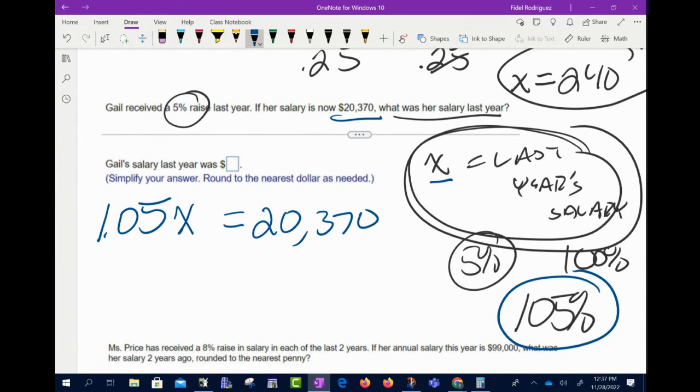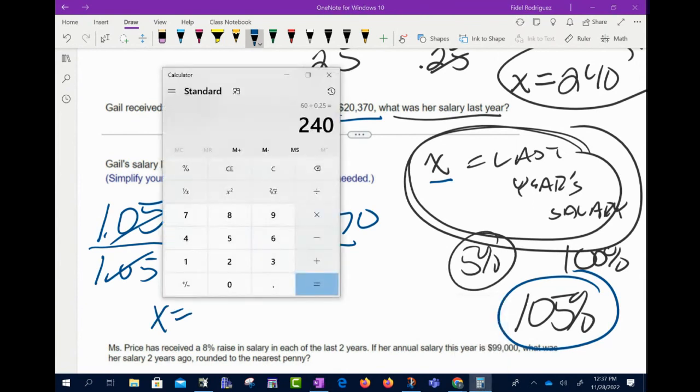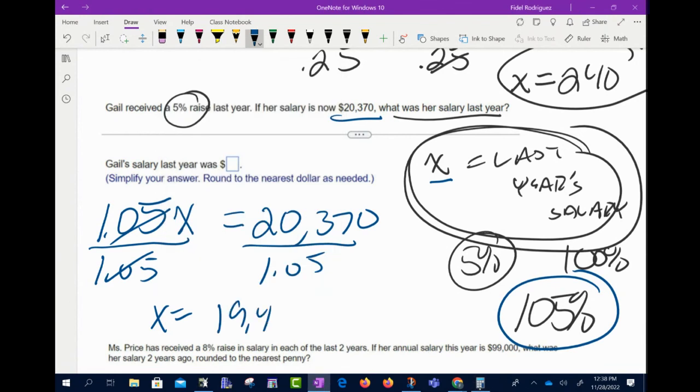28,370. And so what I'm going to do now, y'all, is divide everything here by 1.05, and we can figure out how much she made the year before. So she made 28,370, and we're dividing it by 1.05. So the year before, y'all, she made 27,019.